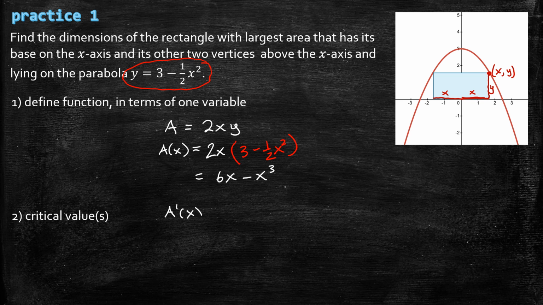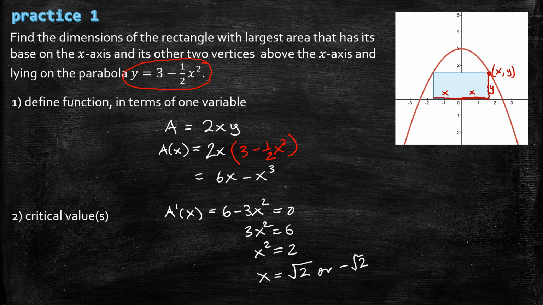So we find the derivative, which is 6 minus 3x squared. We set that equal to 0. So we get 3x squared equals 6, x squared equals 2. And so x could technically be the square root of 2 or the negative square root of 2. They're symmetrical, so we don't really need to consider them both. Because we are talking about length, we want to keep that positive, and we'll settle with x equals the square root of 2 as our critical value.